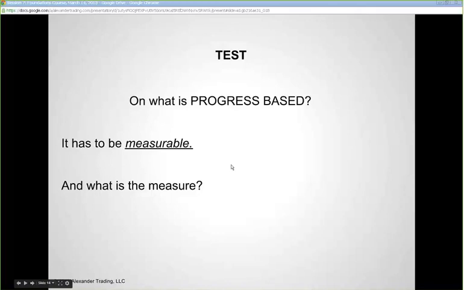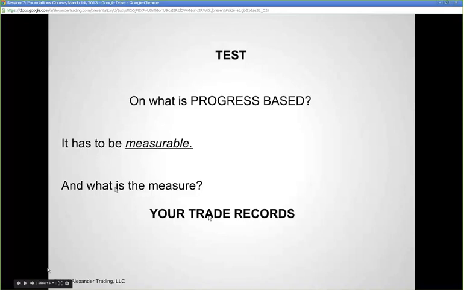So it's imperative, and this is one of the most important points of the 7 weeks and the hours and hours we spent together, that you measure what you're doing. To measure it, you have to be able to define it. So it's sort of a self-regulating concept. It's very, very important. And the measure is, of course, your trade records.